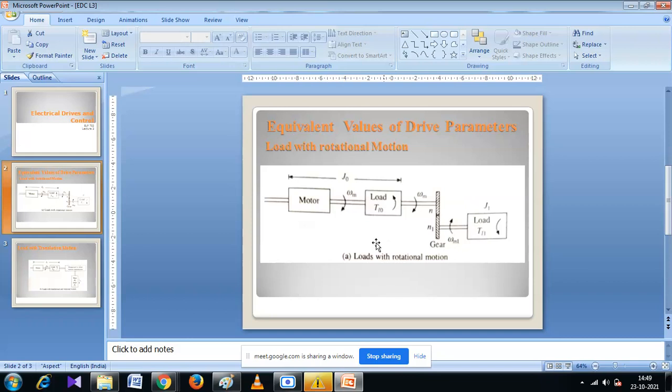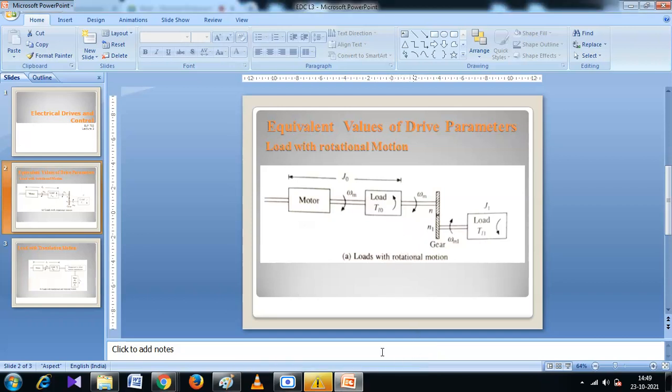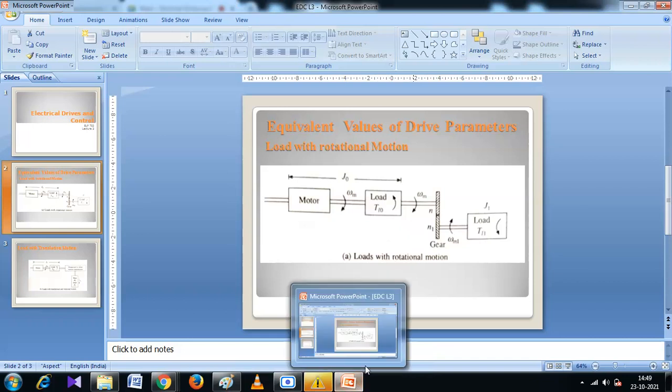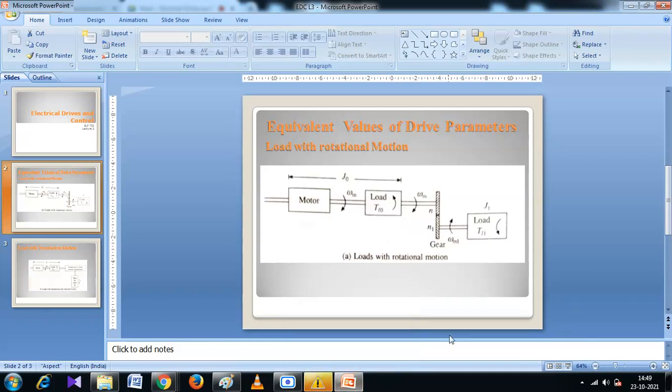Now we have to calculate the total moment of inertia of that system and also the total equivalent load torque. We have to calculate the expressions of two parameters mainly: one is the equivalent moment of inertia and another is the equivalent load torque. What is our purpose? Is it clear to you?